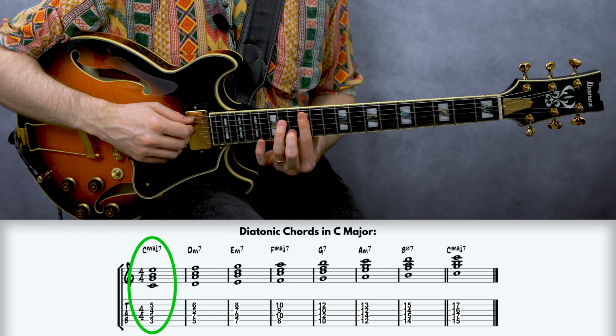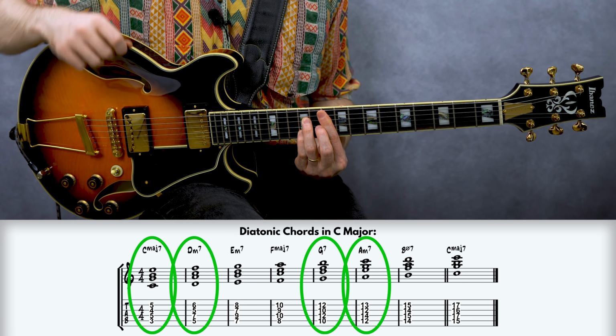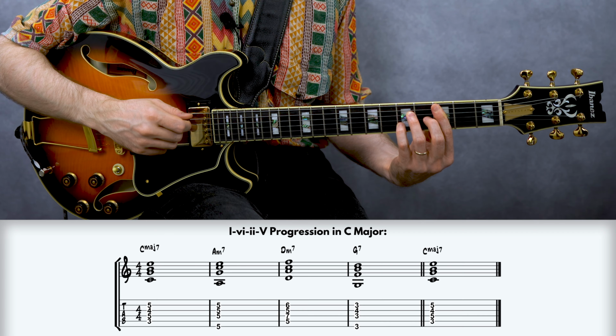Now that we've established all of the 7 chords that occur within the key of C major, we can take chords 1, 6, 2, and 5 and create a 1-6-2-5 turnaround that might sound something like this.